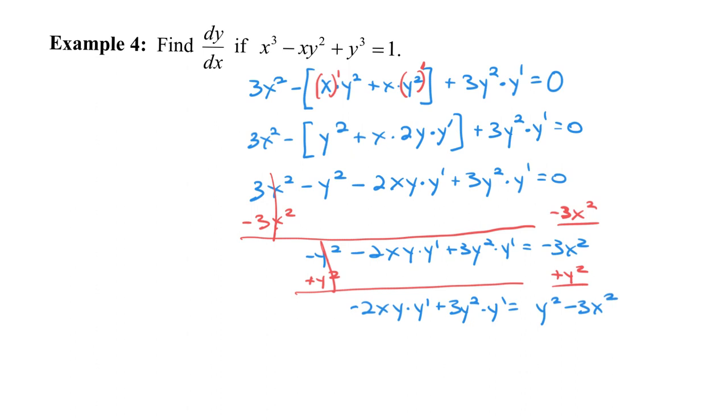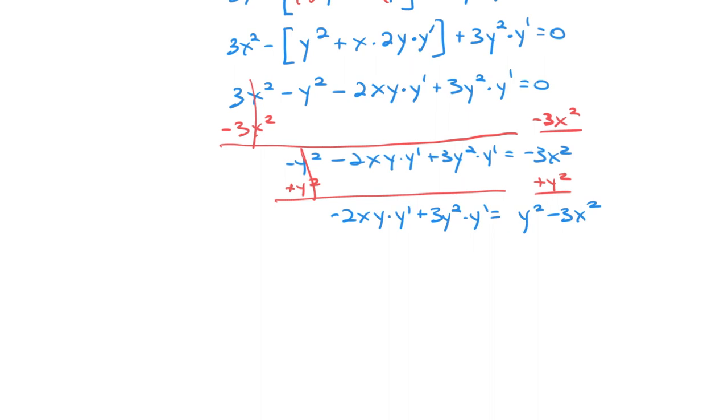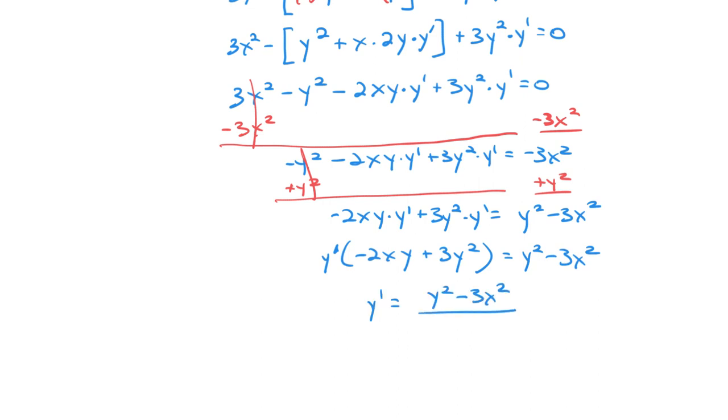All right, so now we've got all the y prime terms on one side, non-y prime terms on the other side. So now it's time to factor out a y prime. If I factor out a y prime, I'll get negative 2xy plus 3y squared equals y squared minus 3x squared. And now finally, the last thing we need to do is divide each side of the equal sign by this thing to get rid of that. And once we do that, we get y prime equals y squared minus 3x squared over negative 2xy plus 3y squared.